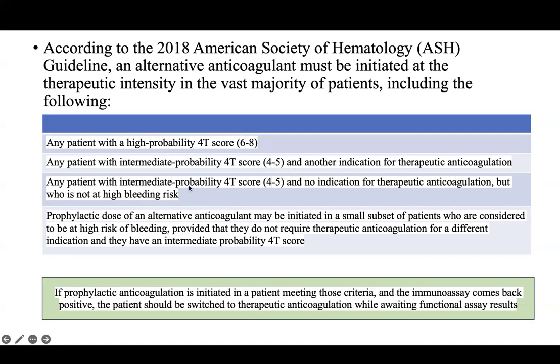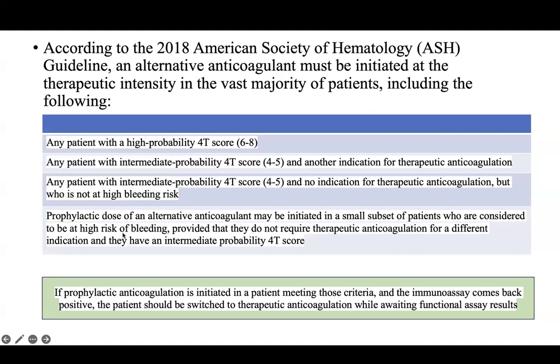So any patient with intermediate probability 4T score, that is a 4 to 5 score, but there is no other indication of therapeutic anticoagulation, but the bleeding risk is very low, you can still start them on anticoagulation. Prophylactic dose of an alternative anticoagulant may be initiated in a small subset of patients who are considered to be at high risk of bleeding, provided they do not require therapeutic anticoagulation for different indications. So if a patient has an intermediate probability score, but he is at high risk of bleeding, you may start him on prophylactic doses.